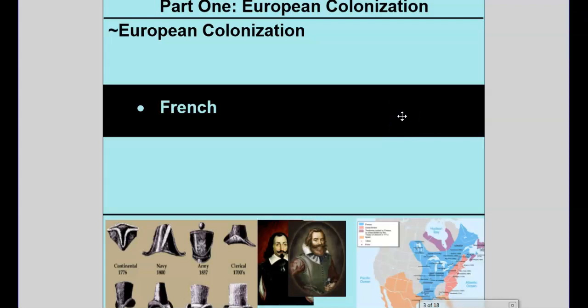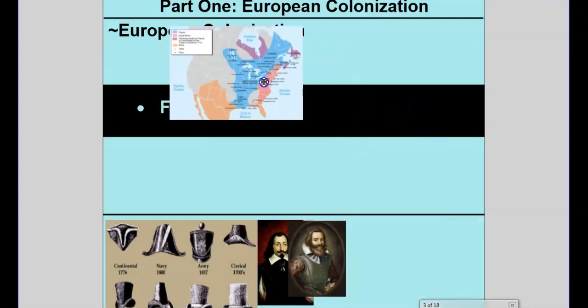Let's see, what else with the French? Really what we're going for here, the big ideas: they don't have self-government. They're on good relations with the natives. They do fur trapping. There's Jesuit missionaries going out there and mapping. There's a very limited population growth.